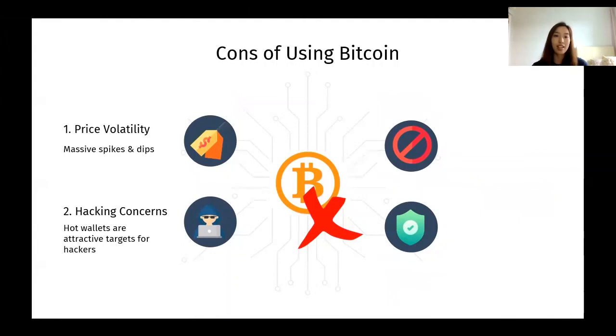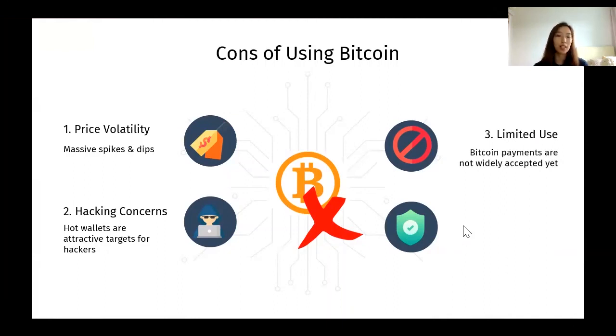And there are also hacking concerns. So while backers say that the blockchain technology behind Bitcoin is even more secure than traditional electronic money transfers, Bitcoin hot wallets have been an attractive target for hackers. So there have been a number of high-profile hacks where more than $40 million worth of Bitcoin was stolen from several high-net-worth accounts.